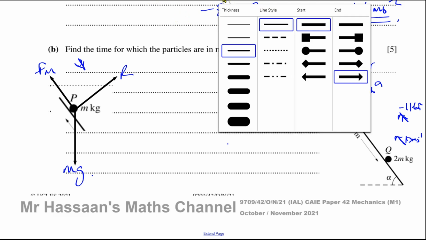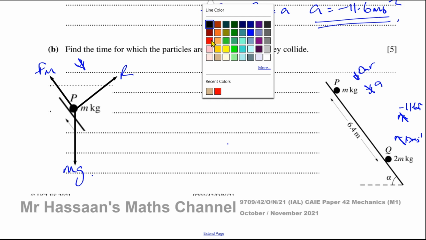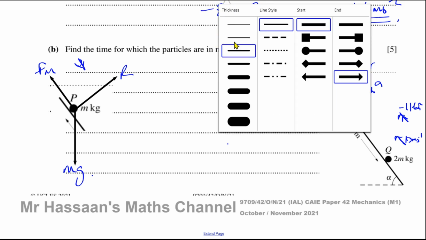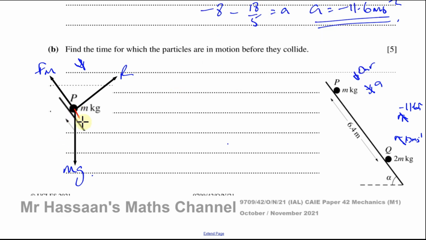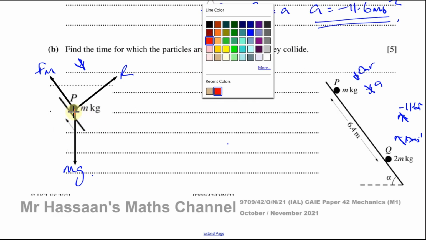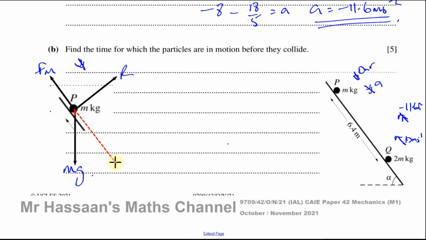I'm not going to draw all the things in now. Hopefully you understand what to do. This is the resolving of the weight parallel to the plane, and this is perpendicular to the plane. Remember, this is alpha, as we mentioned before. So this is mg times sine alpha, and this is mg times cosine alpha.